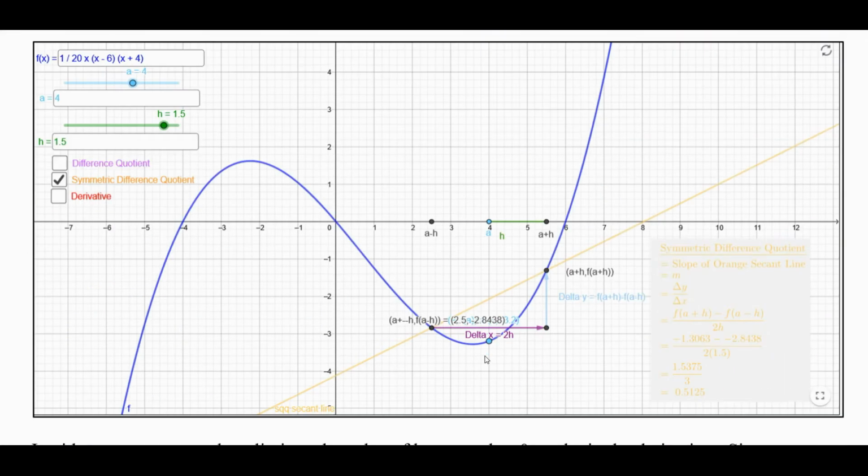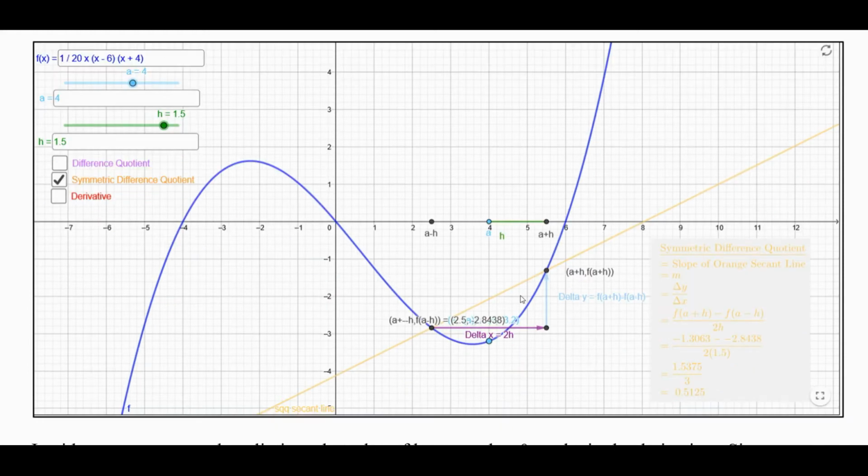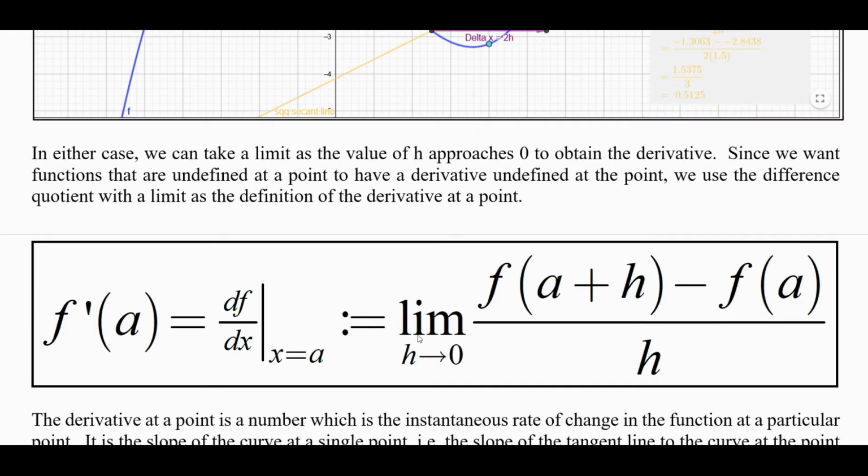So in this particular one, I used a pretty large h, so neither one of these may be that good of a guess or an approximation, but in fact the symmetric difference quotient is going to be the better of the two for the same h in most cases. But in either case, we can take a limit as the value of h approaches 0 to obtain the derivative.